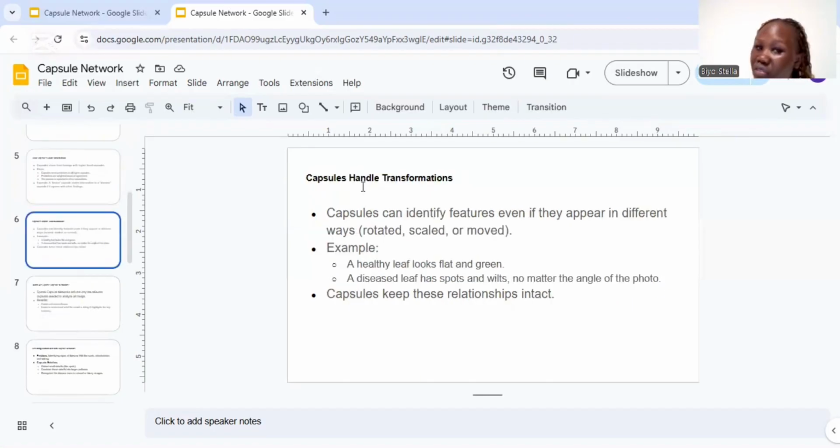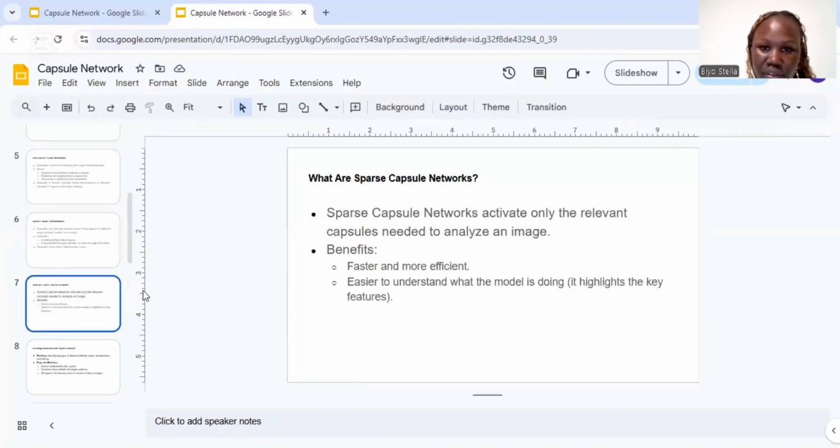How the capsules handle transformations. Capsules can identify features even if they appear in different ways. That is, if it's rotated, scaled, or moved, unlike the CNNs, as I explained before. An example is a healthy leaf looks flat and green, then a diseased leaf has spots and wilts, no matter the angle of the photo. Capsules keep these relationships intact. The next slide.